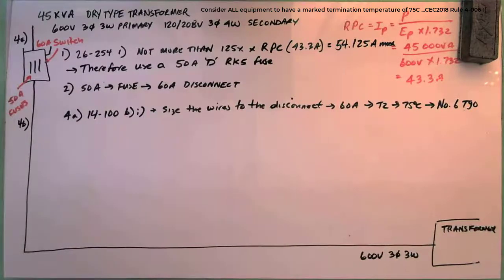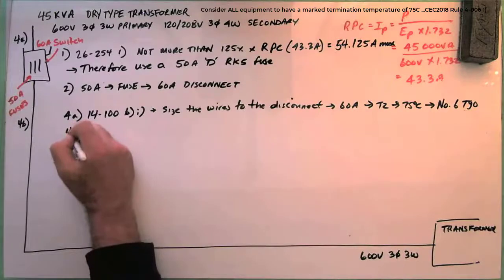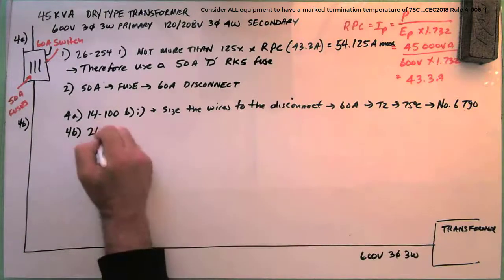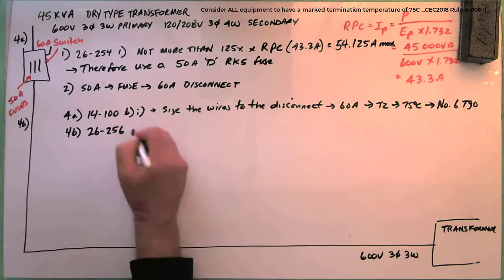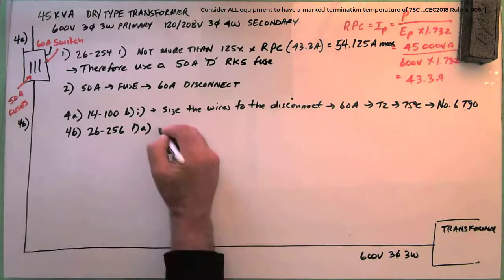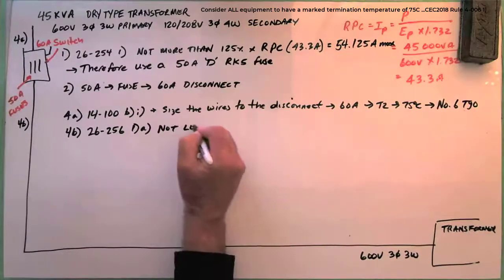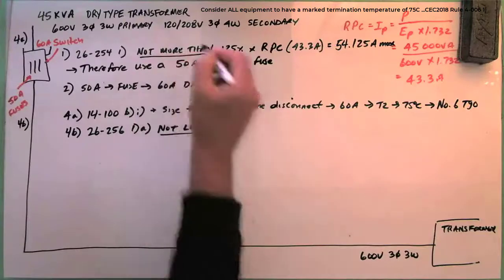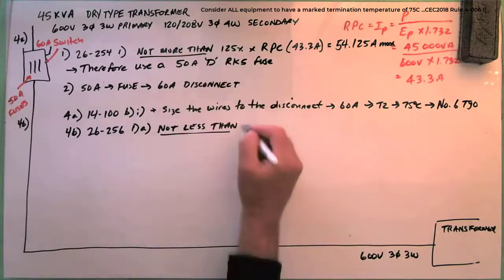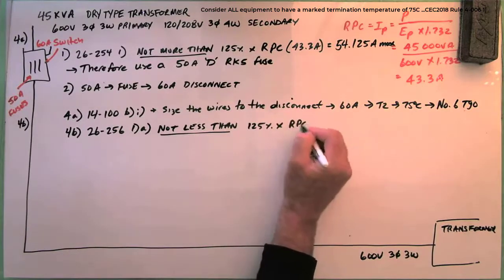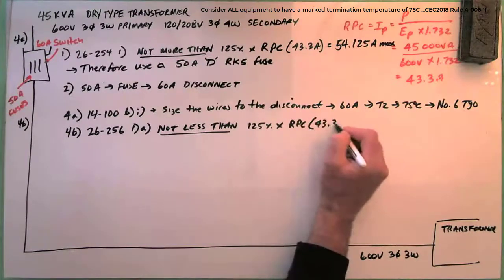Okay. And now 4B says from the load side of the disconnect to the transformer. How do we size these wires? Well, I got a rule, 26-256 1A. If I read this rule, it says not less than. So you really got to watch out how they're worded. Not more than, not less than 125% times the rated primary current of the transformer. We've solved for that already.